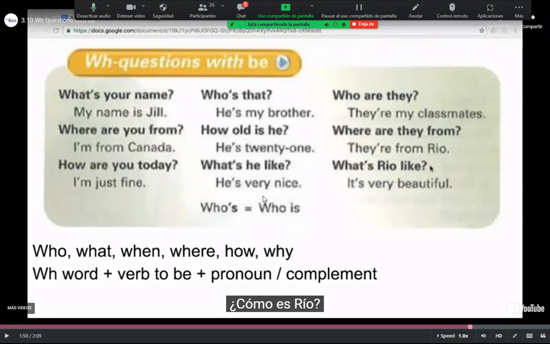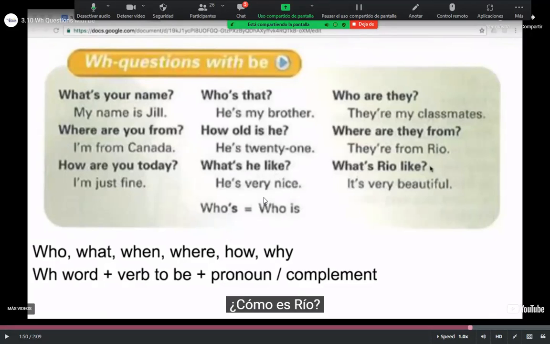Entonces usted me va a decir, it's very dangerous. It's very tropical. No, mami, estoy en clase. I'm in English class. Mami, come on. I'm sorry, teacher. Okay, so, for example, you say, it's beautiful. Right? Es una descripción. What's he like? ¿Cómo es él?